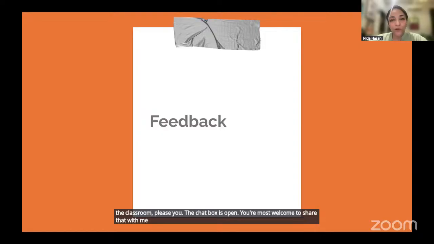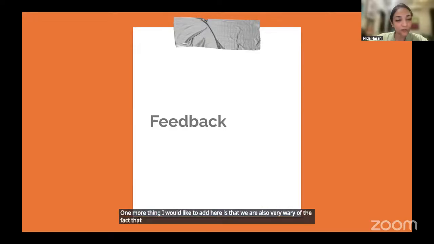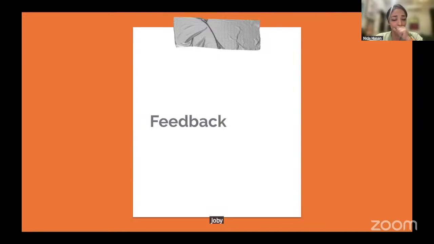One more thing I would like to add here is that we are also very wary of the fact that most of our students are submitting work which is very ChatGPT, or AI use करते हैं बच्चे, whether it's math, whether it's science, English, जो भी काम हो. So homework is to a large extent becoming very redundant.